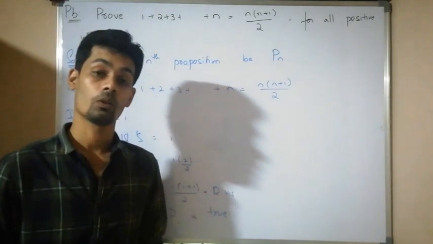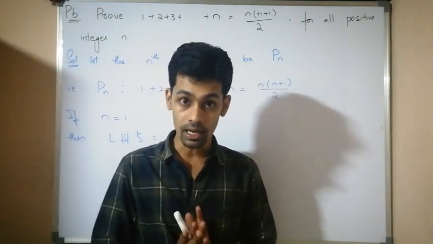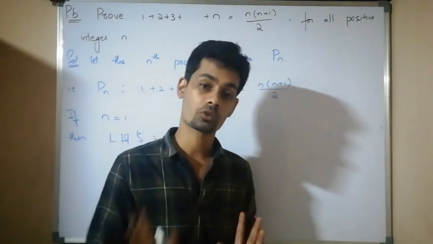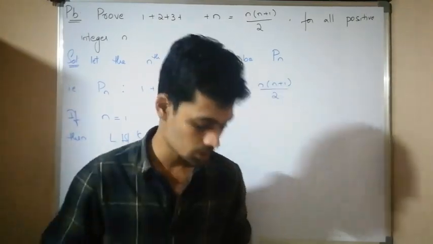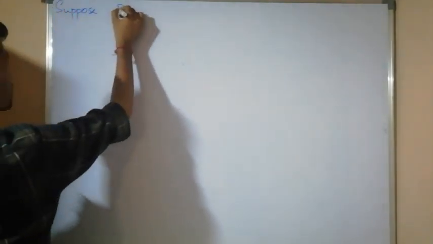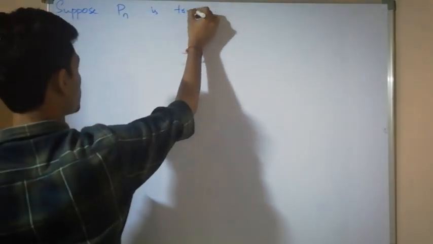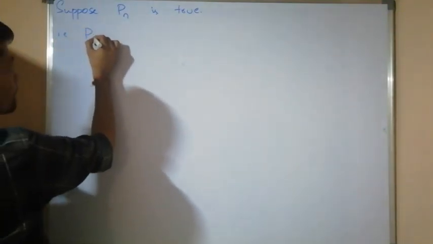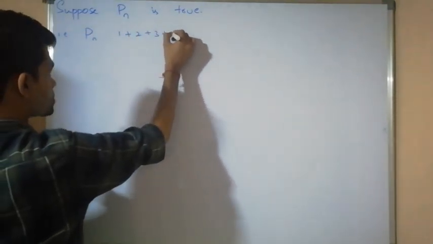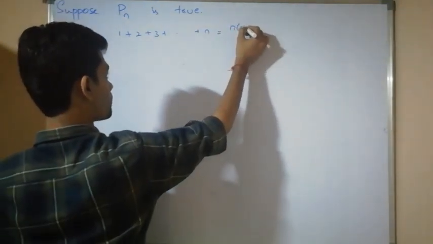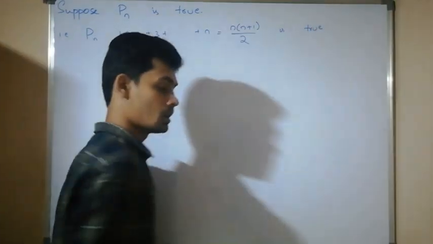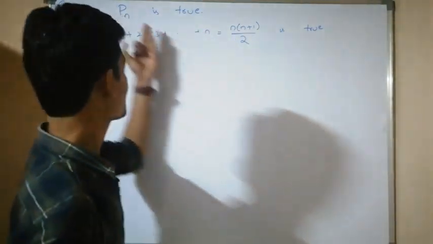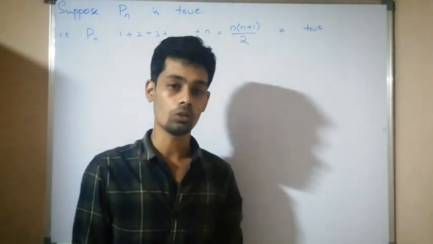Now the second condition of the principle of mathematical induction says that Pn plus 1 is true whenever Pn is true. So let us consider Pn is true. Then I have to prove that the Pn plus 1th proposition is true. Suppose Pn is true, that is, 1 plus 2 plus 3 plus so on till n is equal to n into n plus 1 by 2 is true. Now I have to prove that its next term, that is Pn plus 1th proposition, is also true.